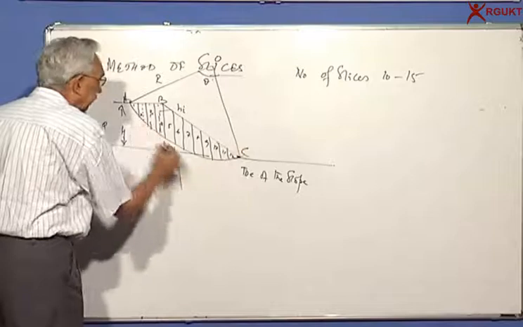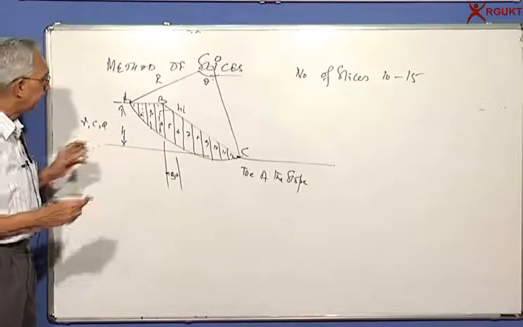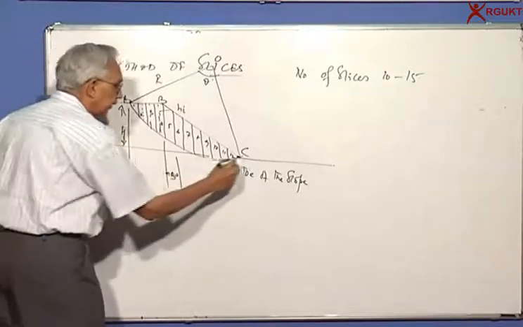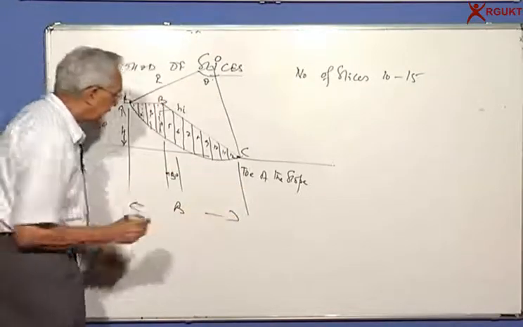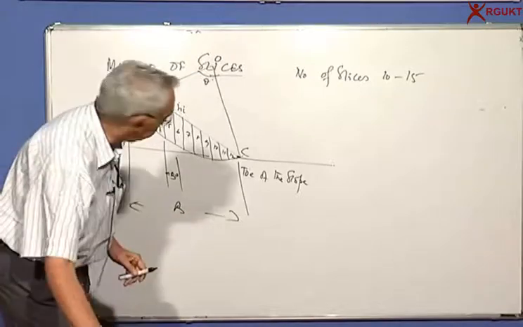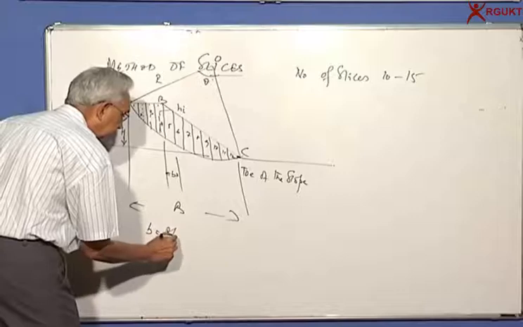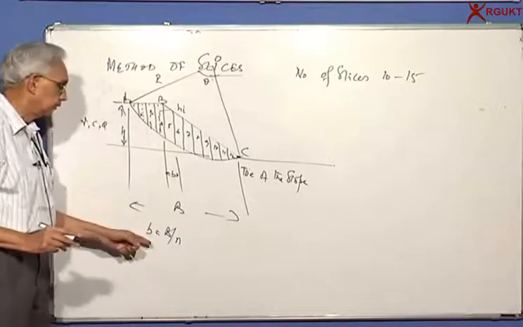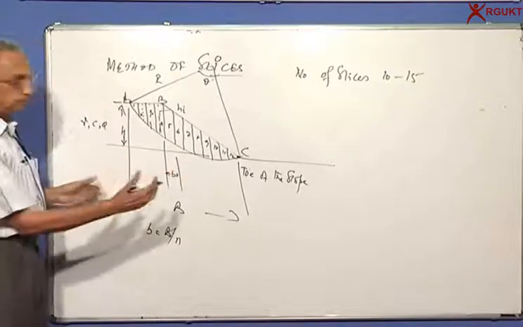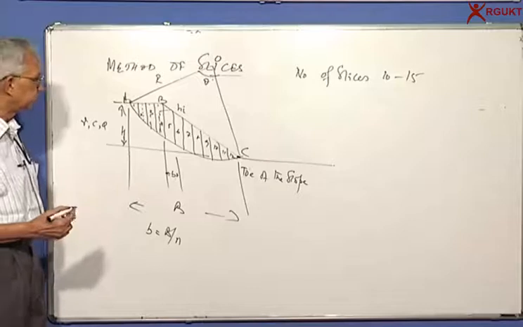So it will slide along a C. Okay, so if I divide this, for example, this total distance is equal to B, and we have 12 slices. So small b will be equal to the total width by the number of slices. In this case it is 12, so small b is equal to the width of the failure surface by n, which is 12 in this case.